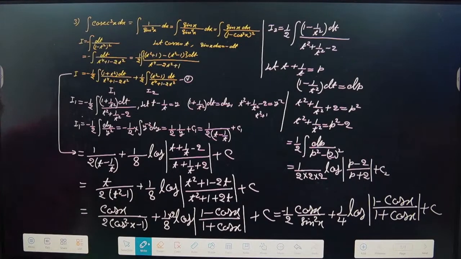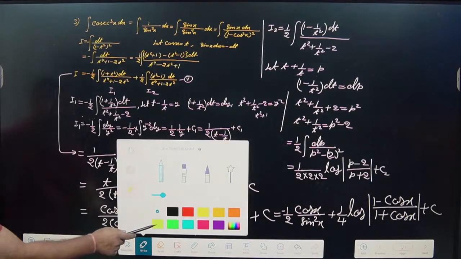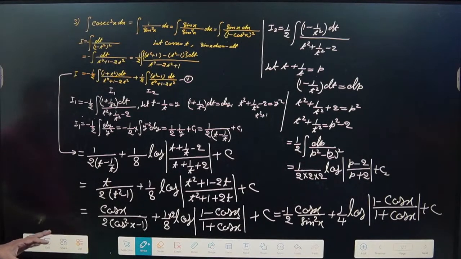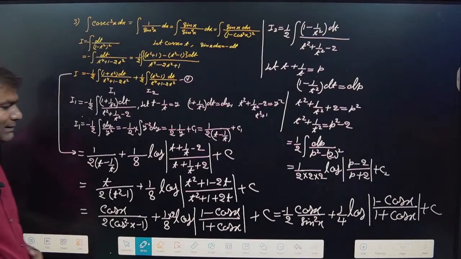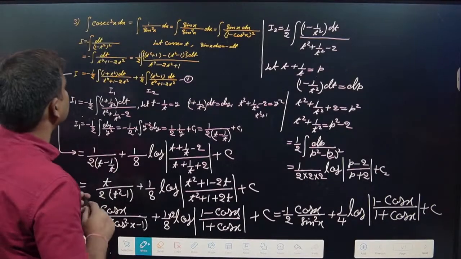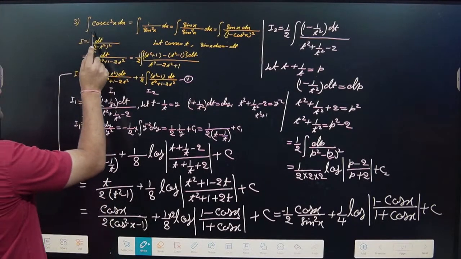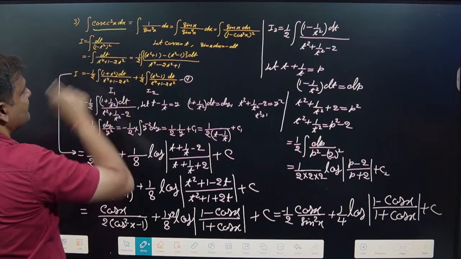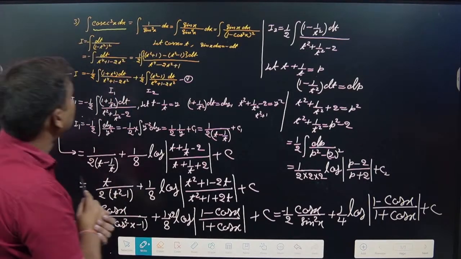Now I will explain again. First of all, make it very carefully. Now how can we do this type of problem? Simply, the question is how much? Integration of cosec cube x dx.